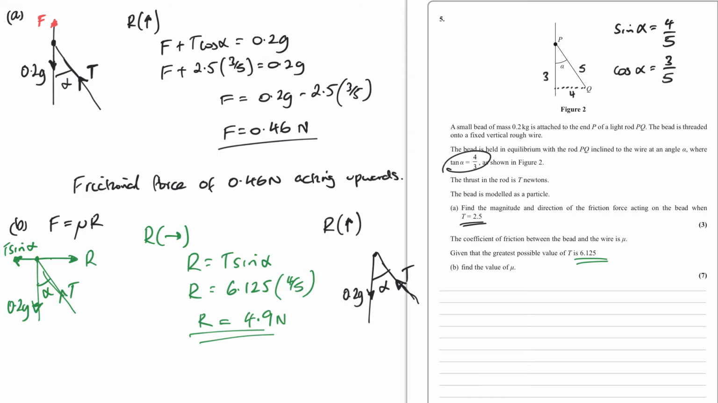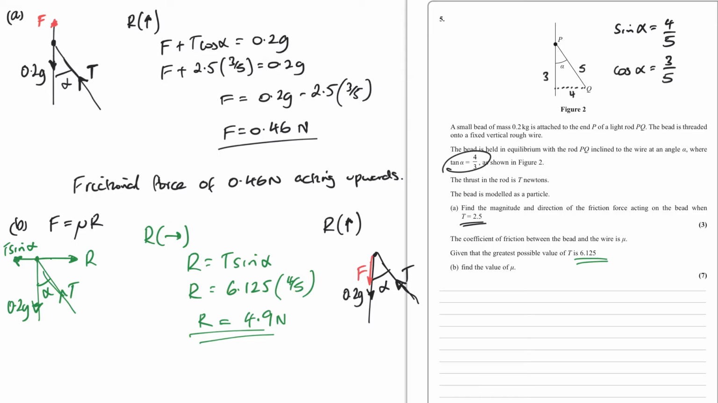So if this is going to be the greatest value and it's going to be wanting to push this bead up, for this to be the greatest possible value, the friction must be acting in the opposite direction. So I'm going to pop that on in red. So we should also have the friction acting down this time.